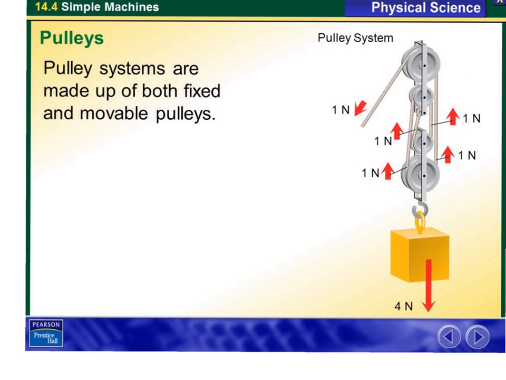Finally, let's look at this more complicated pulley system. This pulley system combines several different types of pulleys. What it does is with each additional pulley, it divides my force. That means my force of 4 is divided equally between each of these pulleys. 1, 1, and 1, making it much easier to pull. You actually only have to pull with a force of 1 Newton in order to lift a 4 Newton mass from the ground.